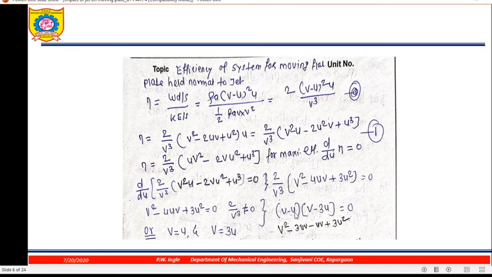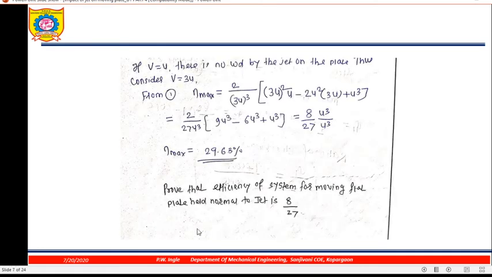Now if you take v equal to u, the velocity of plate equals the velocity of jet, so the plate will not move. Therefore you consider v minus 3u equal to 0. If v equal to u, there is no work done by the jet on the plate. Therefore v equal to 3u. By putting v equal to 3u in the efficiency equation, you are getting maximum efficiency as 2 upon 3u cube [3u square u minus 2u square 3u plus u cube]. So finally you are getting 8 by 27 u cube upon u cube.